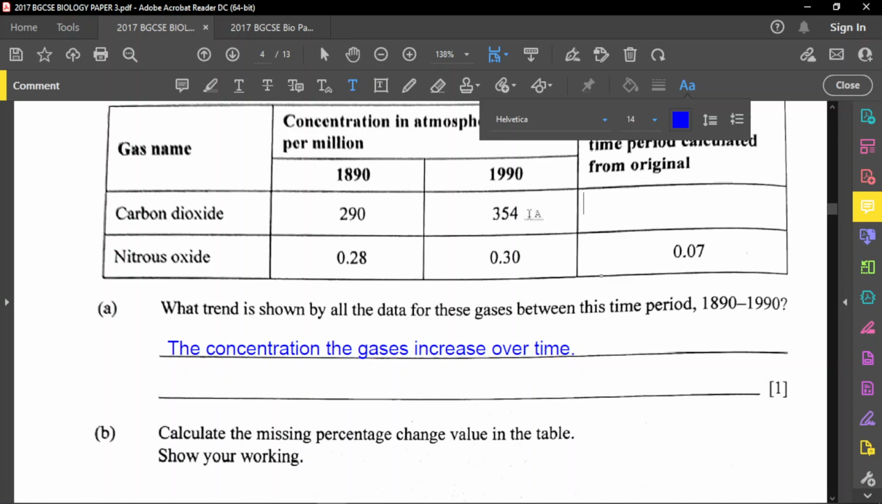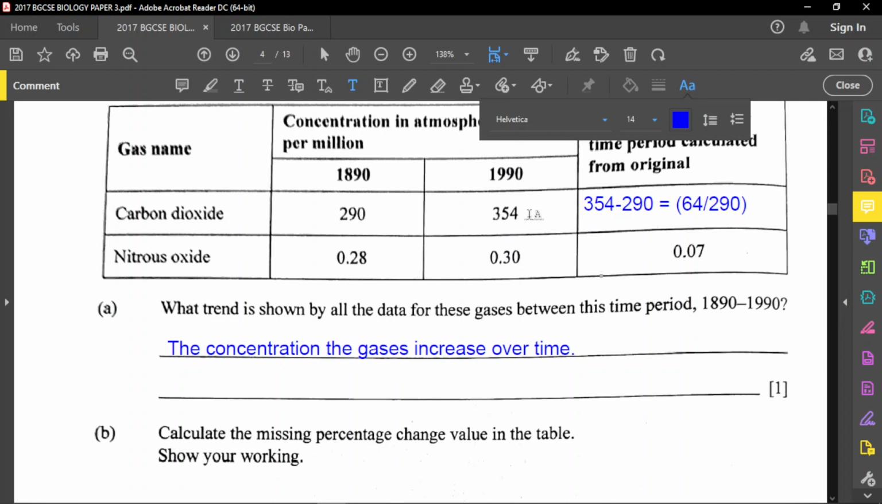So you're going to subtract those values: 354 minus 290, which equals 64. And you're going to divide 64 by the original, which is 290. And then you're going to multiply by 100. So multiply by 100, and you get your percentage.